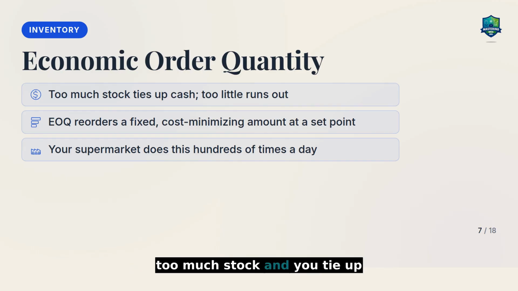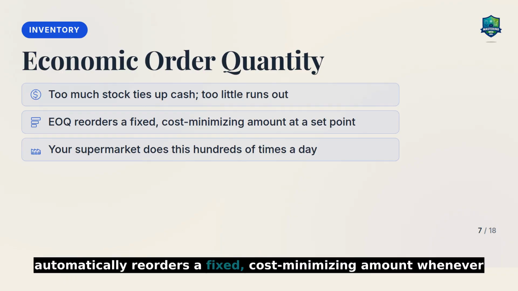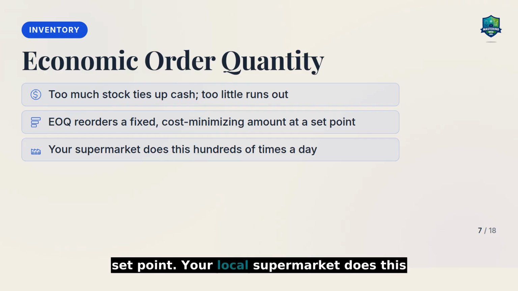Third tool, inventory control. Hold too much stock and you tie up cash. Hold too little and you run out. One classic method is the economic order quantity, which automatically reorders a fixed cost-minimizing amount whenever stock drops to a set point. Your local supermarket does this hundreds of times a day.